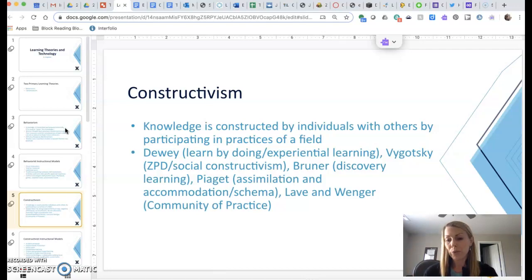So this is a newer way to think about how to transmit knowledge. Some of the thinkers are Dewey. Vygotsky is about the zone of proximal development and social constructivism, where students can learn more alongside a more capable peer or a teacher. Bruner was discovery learning.